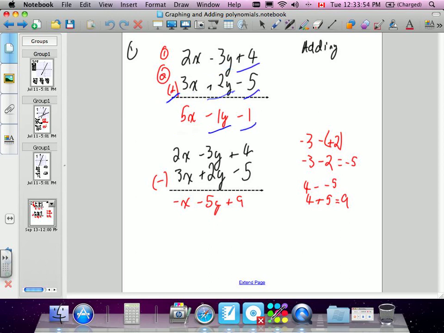We did the same stuff with subtracting. We used the same formulas. We lined up the columns, x's with x's, y's with y's, and constants together. 2x minus 3x is -x. -3y minus 2y, so that looks like this. -3 minus +2 is -5. And 4 minus -5 looks like this. 4 minus -5 is +9.